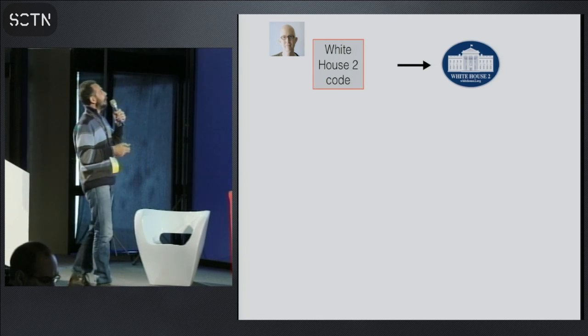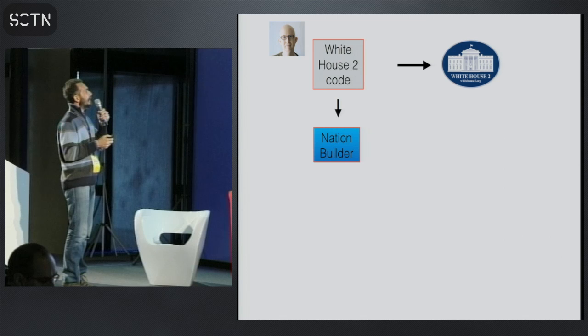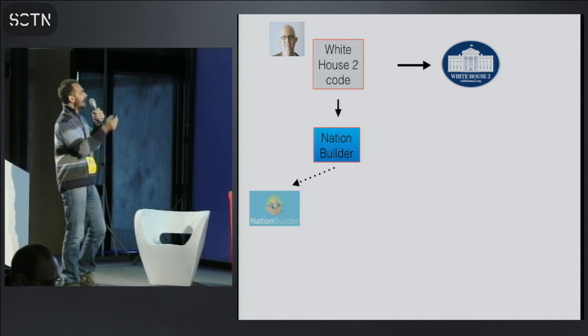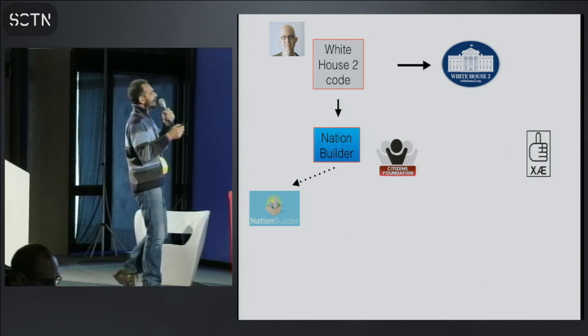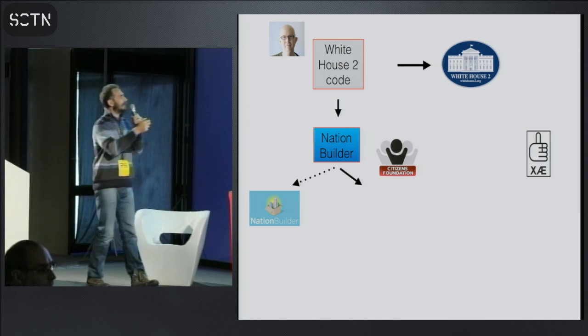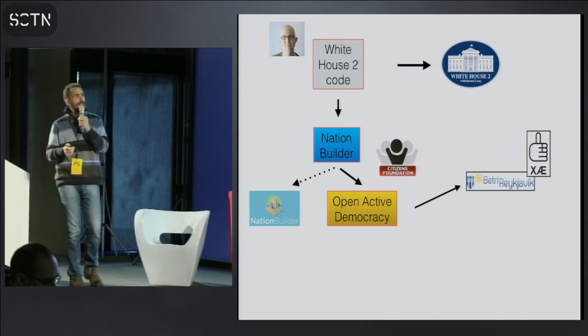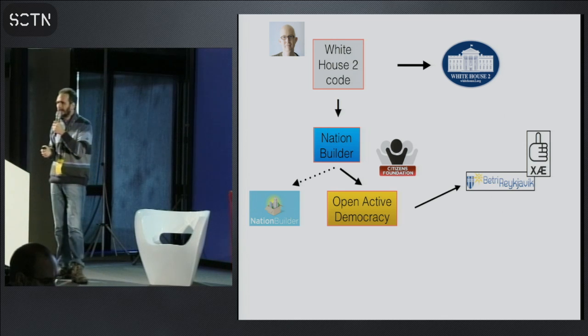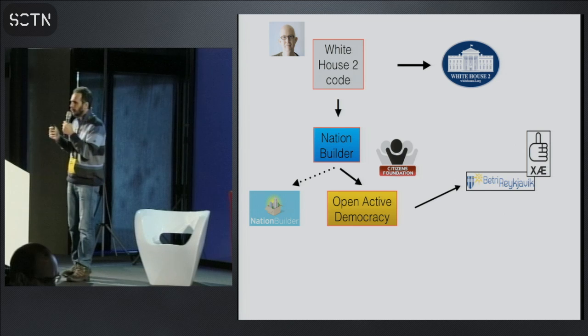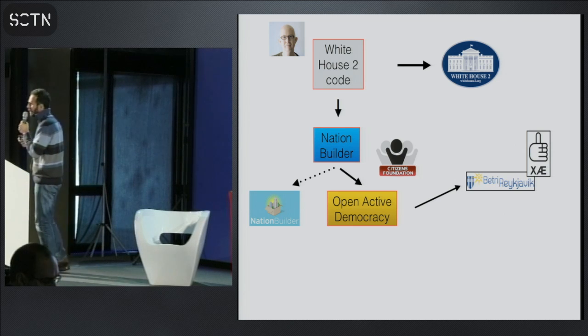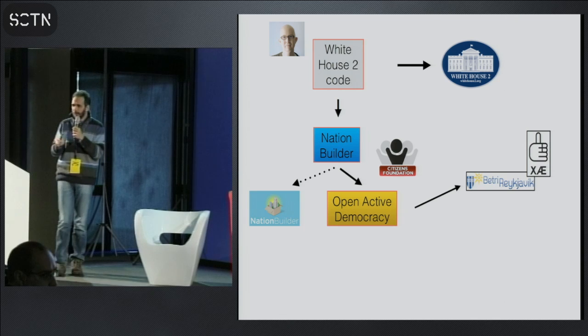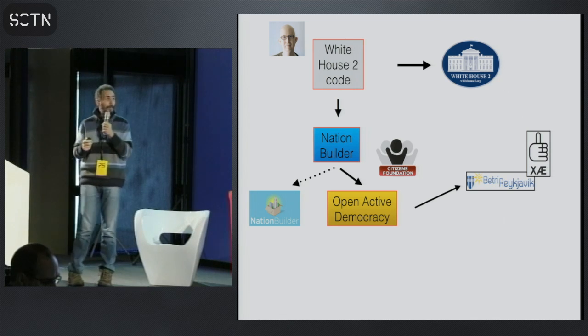So he started writing White House 2, and then he made it open source, but then in Iceland they forked this system and made Open Active Democracy. And with this, they started to make a better Reykjavik. And this is actually being used. At some point, it was used by 20% of Reykjavik citizens. Reykjavik is not a very big city, by the way.